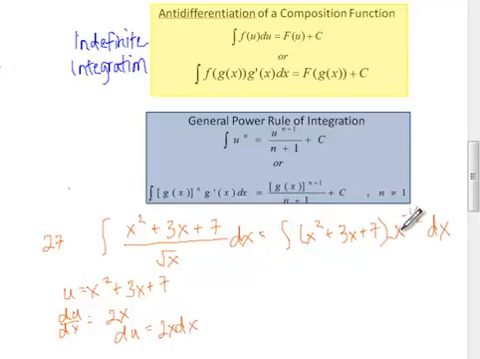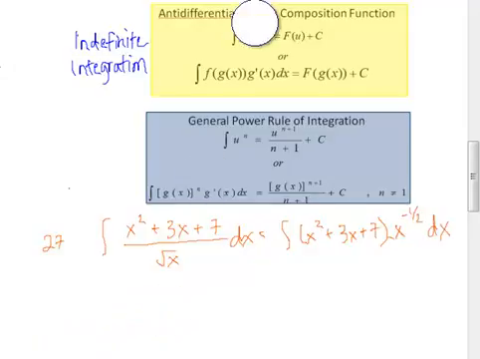You could try to rework this and say, oh, well, let's let u equal just x, and then we could maybe change this to u to the negative 1/2 and hope that this was the derivative of just x, but that won't work either. So this is where people might start to panic and do properties and rules that don't exist. But here's what I'm going to go ahead and do. I can't use this anti-differentiation process of a composition function. I can't use my u substitution.